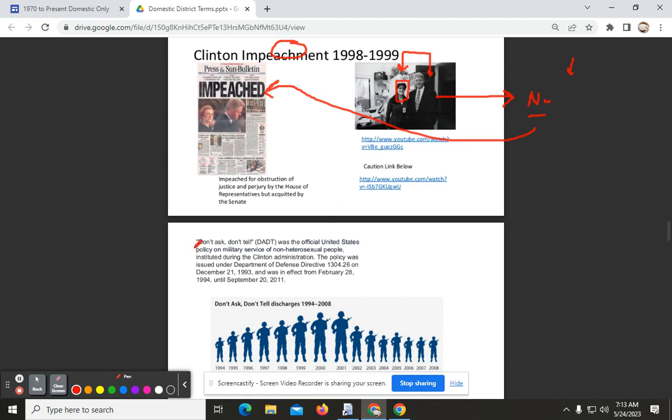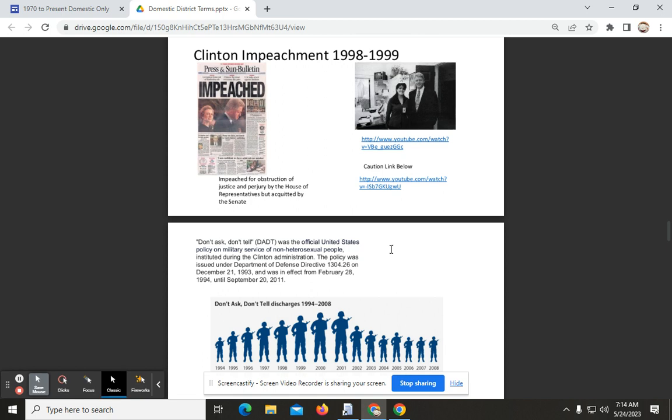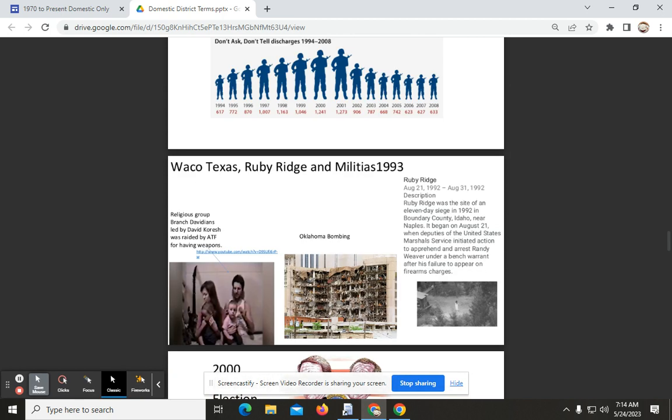The presidency also dealt with the topic of gays in the military and passed the policy of don't ask, don't tell, which simply meant you could be in the military as a homosexual. You just could not tell anyone, nor could you be asked. So I could not ask you if you were a homosexual in the military. You could not tell me. If either of us violated it, we would be removed from the military experience.